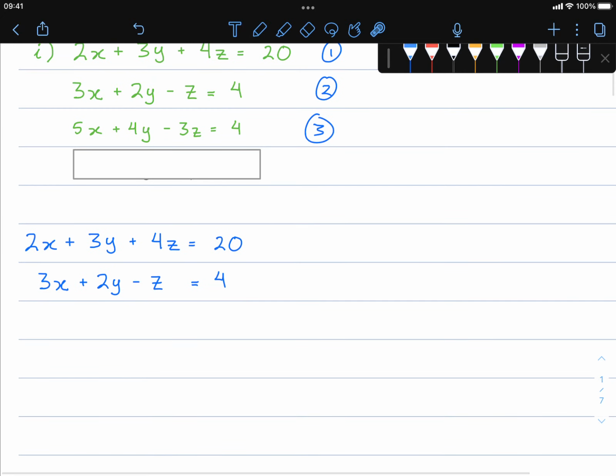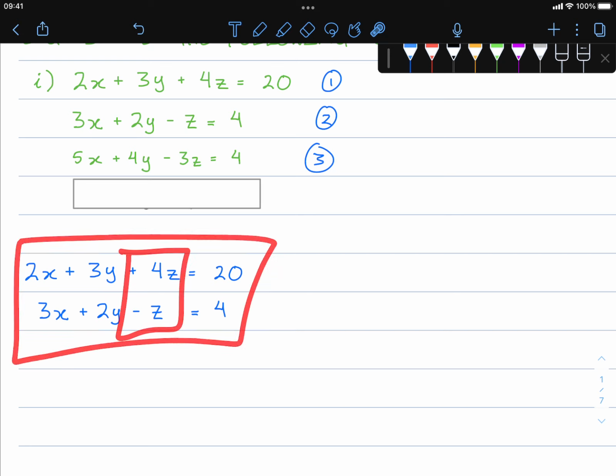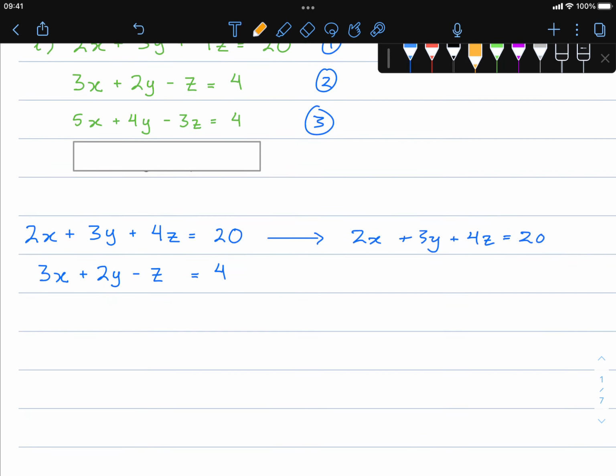And now we're going to choose to eliminate one variable. For this, I often just like to get rid of the last one. So I'm going to multiply these so that the last variable has the same coefficient. So this will stay the same. It will just become 2x plus 3y plus 4z equals 20. But this I'm going to multiply by 4 to make these two match. So I'm going to multiply this by 4.